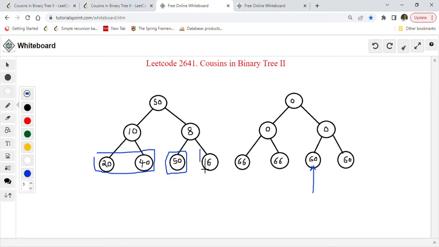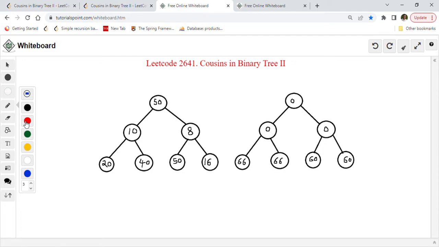Who are the cousins of node 16? Again, these two nodes are the cousins of 16, right? So 20 plus 40 is 60. You will put 60 here, right? So this is what the problem is asking. So you understood this problem clearly now, right, with this example? So how can we solve this problem?